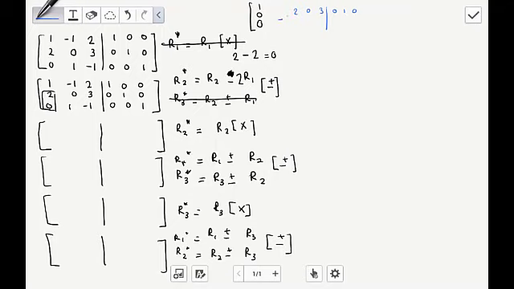We're going to minus 2 times row 1. So this is your row 1. You're going to multiply every element with 2, which gives us 2, negative 2, 4, 2, 0, 0. So this is your operation.